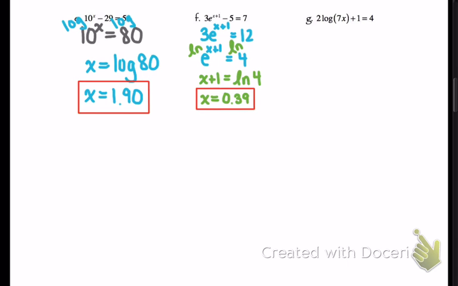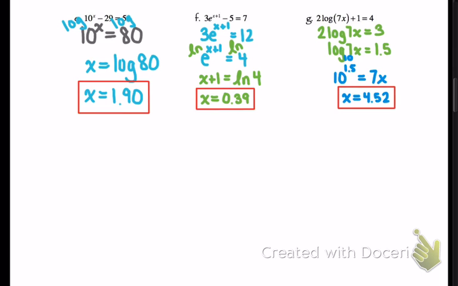Okay, letter G, again, get that log by itself, so I'm going to subtract 1. I'll then divide by 2. Now I'll write it as an exponent, 10 to the 1.5. I'll do that in my calculator. I'll hit divide by 7, and I'll hit equals, and there is that 4.52 that you should get. So hopefully not too bad.